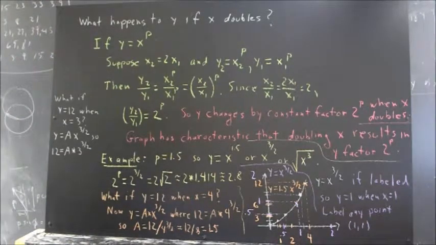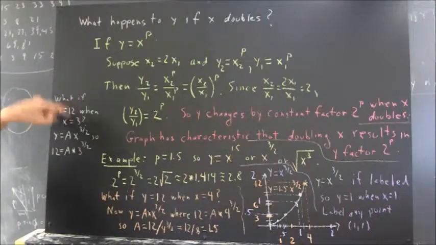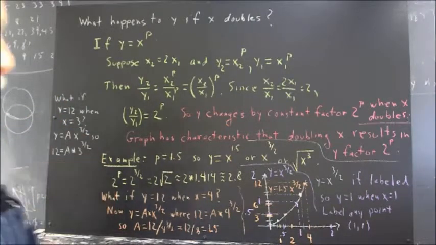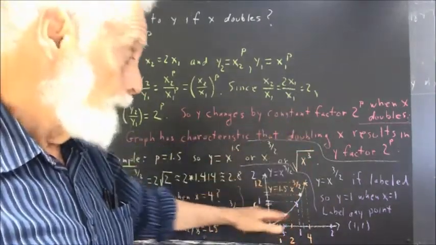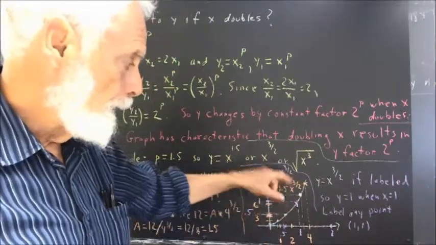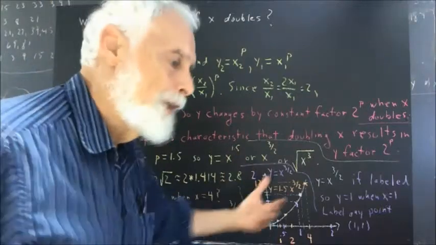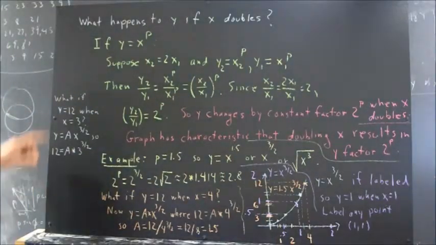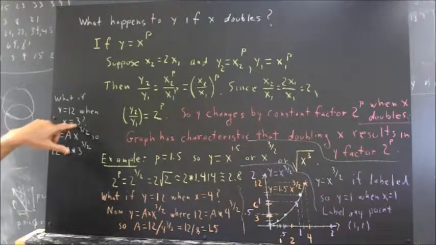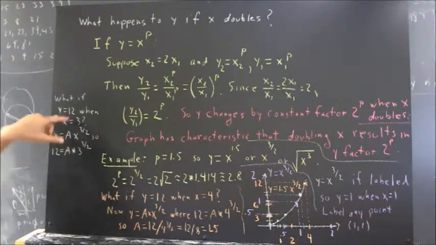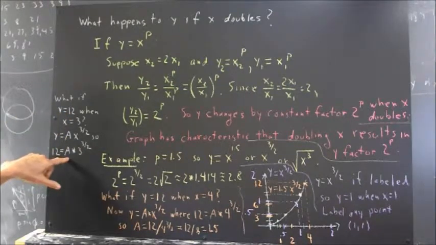I'm not going to label the graph for this, but let's suppose y is 12 when x is 3. Now you could easily pick another point on the graph, and label it x equals 3, y equals 12, and go from there. If that's the case, then we know from what I've said here that y is in the form a times x to the 3/2, and we need to evaluate a. Well, all we do is plug in x equals 3 and y equals 12, and evaluate a.